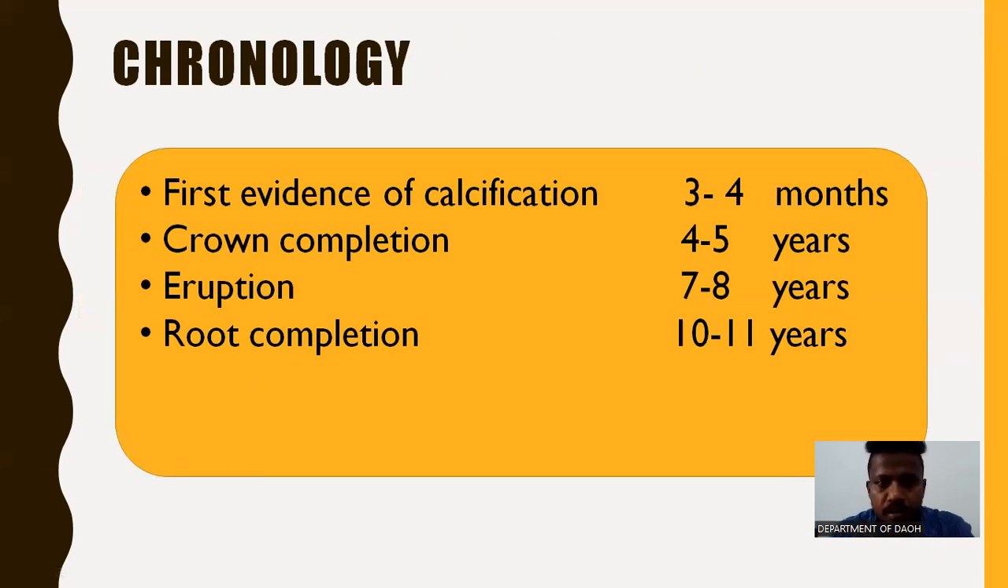Coming to the chronology of the maxillary central incisor, the first evidence of calcification is seen at 3 to 4 months. Crown completion is at 4 to 5 years. Eruption takes place between the ages of 7 and 8, and root completion occurs at 10 to 11 years.